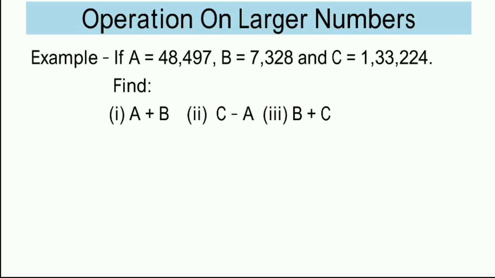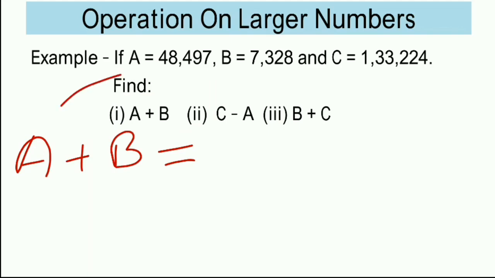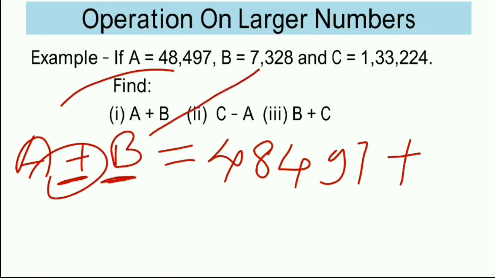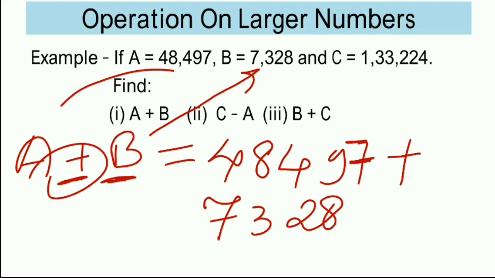Very simple. A plus B means you have to add, you have to get the sum. So what is the value of A? 48,497. After that, addition. You have to add B. And what is the value of B? This, 7,328. So you will add the values of A and B, then you will get the sum as the result.